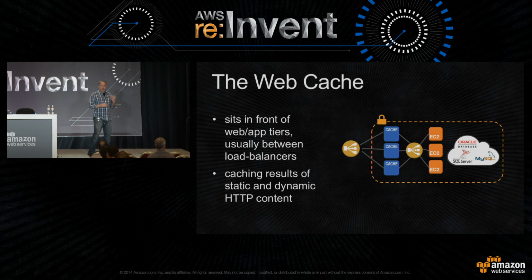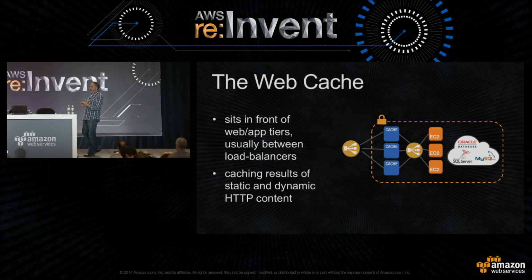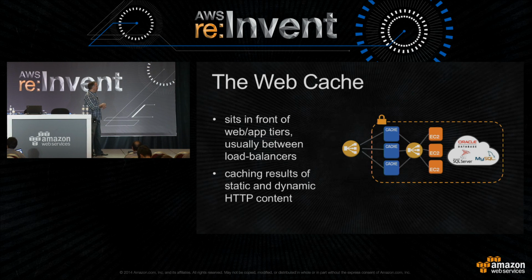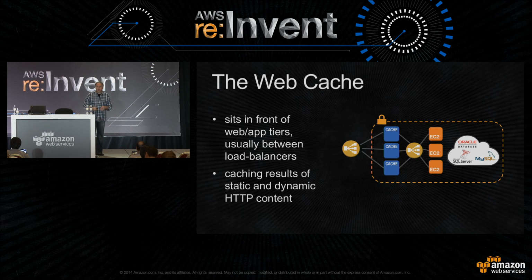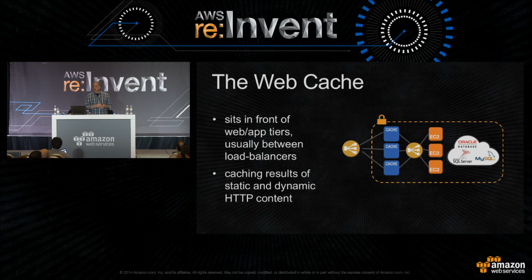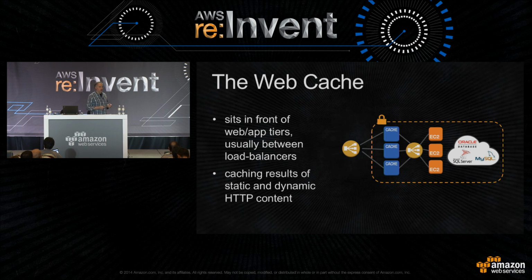All right. But in the end, you see that the most important takeaway is not only is it caching the results of its static and dynamic HTTP content, but what is the website now? It is no longer your EC2 instances. It is a set of EC2 instances running a web cache such as Varnish from a front-end VIP or load balancer.